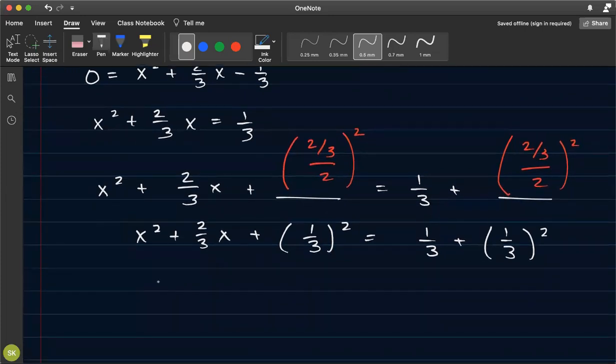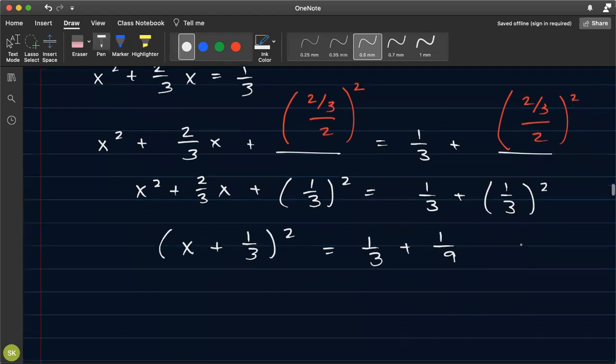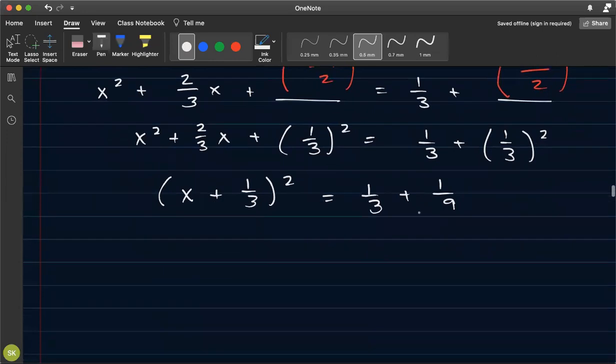Now on the left-hand side, what I'm going to do is I'm going to say I take one of these, which is an x. I have two of these, take one of them, plus 1/3, and then square that whole thing. So just this plus this squared, that's going to be equal to whatever's on the right-hand side, which is 1/3. And now I'm going to square this one. This is a 9th, because 1 squared is 1 and 3 squared is 9. So add these two together.